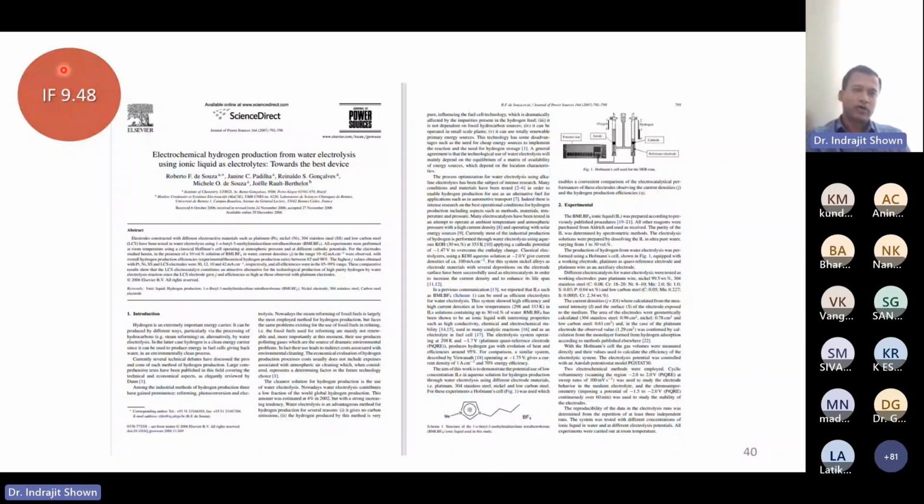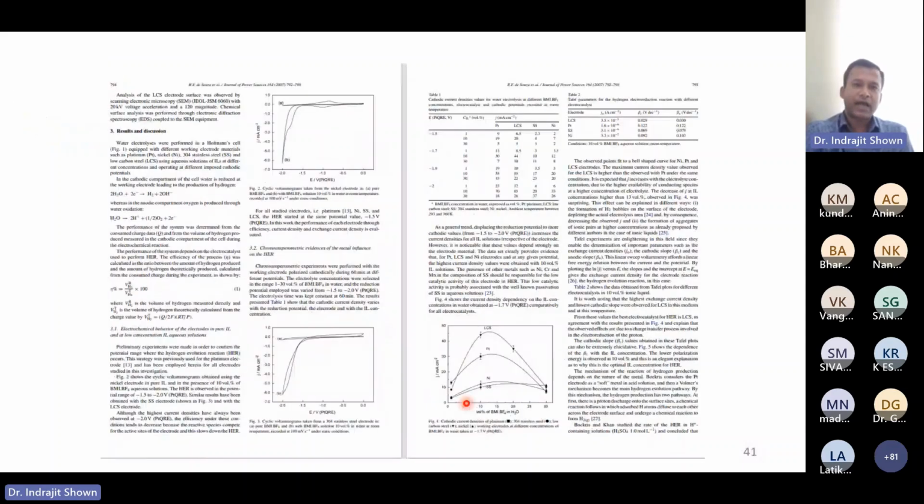This is one good journal. It's called Journal of Power Sources. The impact factor is 9.48. And this is the introduction. There is some figure, these things. And then there are some results. And this is also a good journal in electrochemical research. And these are the conclusion.